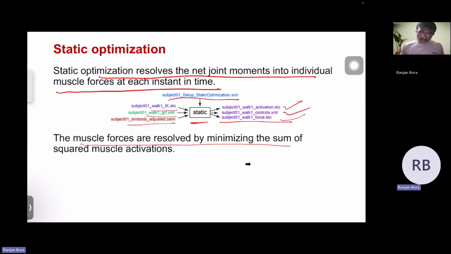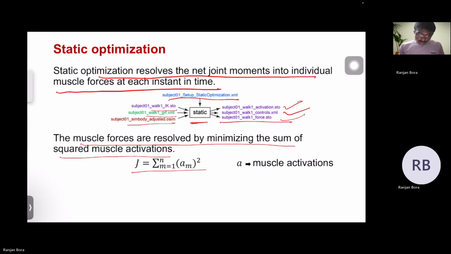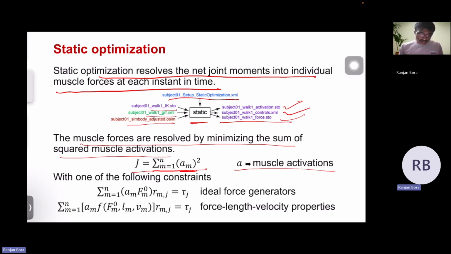The muscle forces are resolved by minimizing the sum of squared muscle activations. So this is the equation which is used for the minimization. This is the summation of the squares of muscle activations, where A is the muscle activation. And this optimization equation is minimized with one of the following constraints. Here, the first equation represents the muscles as ideal force generators, and the second equation represents muscles using force-length-velocity properties.